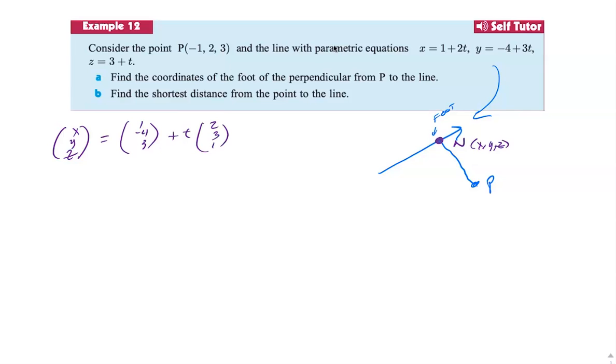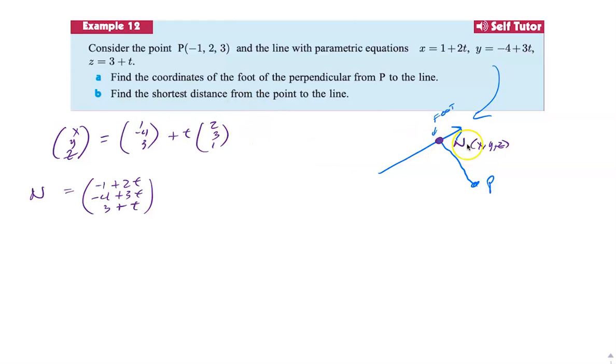So that's what this line is here. It's going in that direction, starting at some point (1, -4, 3), and it's going in this direction. N is any point on that line. So N is just like combining these. So my N is just a combination of those, which is going to be (1 + 2t, -4 + 3t, 3 + t).